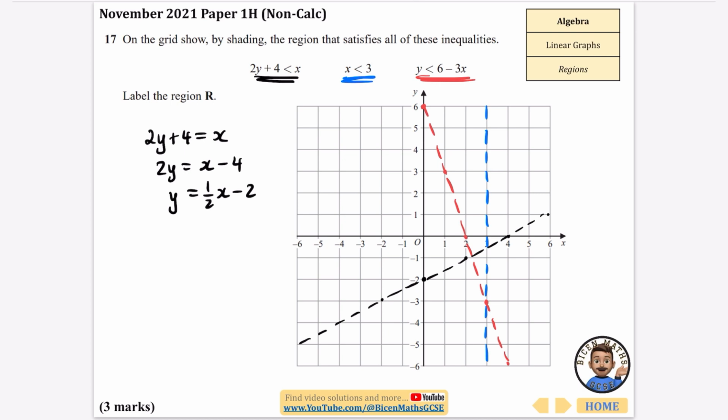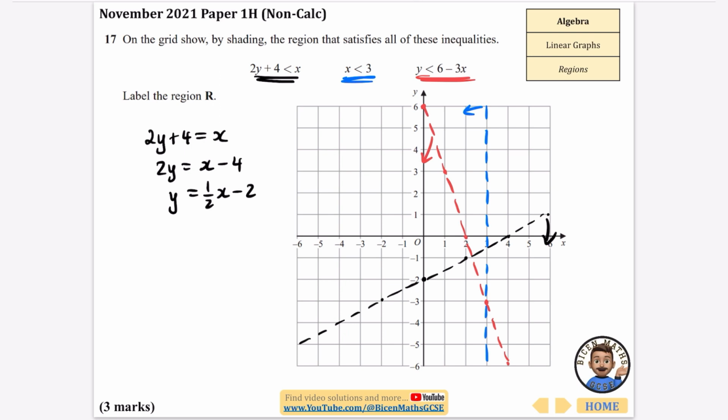A little bit neater. Now we just need to figure out the ones that satisfy all of this. So this is saying that the y coordinate is less than this. Because y is less, that means that it's below this line that we've got here. We want x to be less than 3, so it's to the left. And then the y coordinate being less than this means that we're going underneath this line that we've got here.